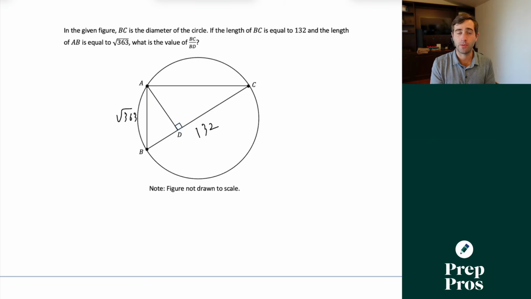Now, the first thing we want to recognize, and I kind of gave this away a little bit, is these are going to be similar shapes. We know this is also going to be 90 degrees. We know this measure will also be 90 degrees because BC is the diameter of the circle. This is kind of using the inscribed angle theorem to get that that is 90 degrees.